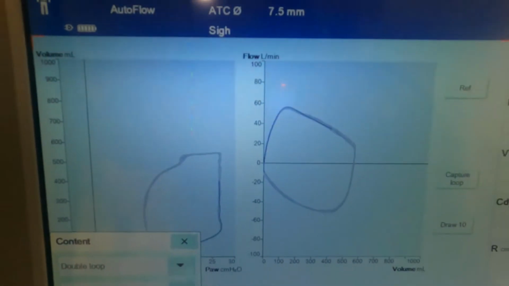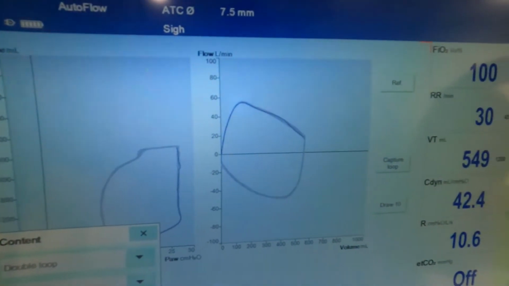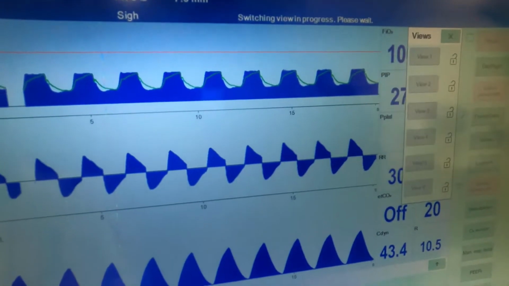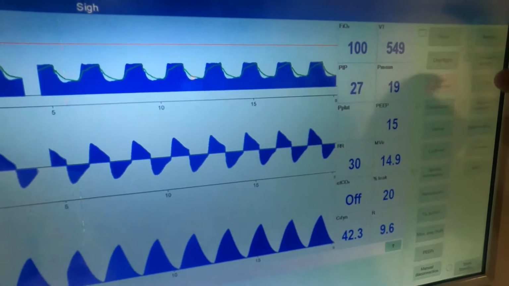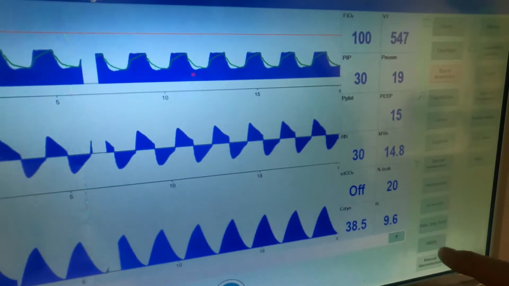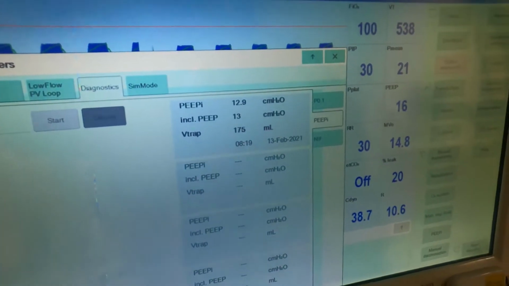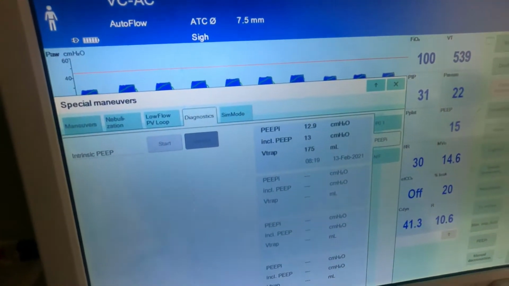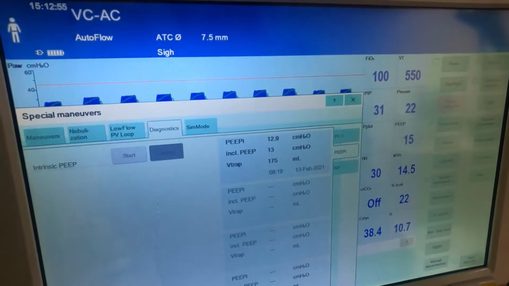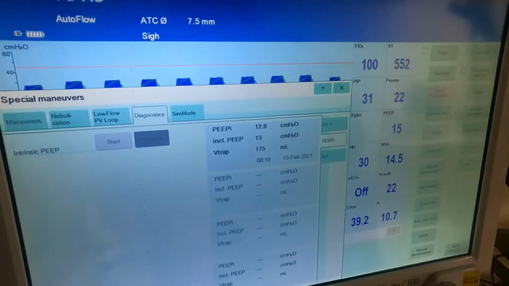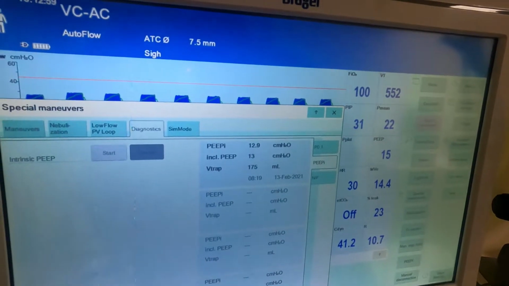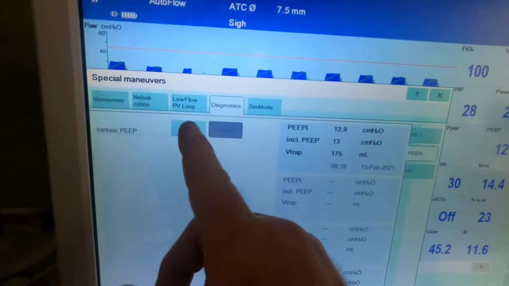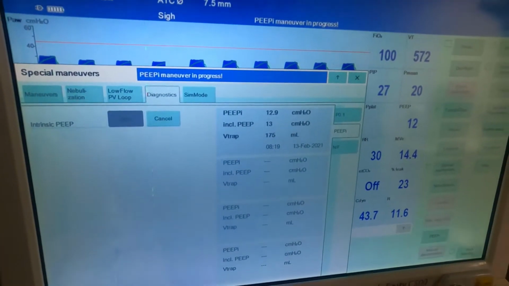Let's get in and take a look at our air trapping. Something kind of special to this type of ventilator, and probably a lot of ventilators these days: we're going to go into Intrinsic PEEP. What we can do is run a little study, which I hope it's going to let us. Let's see, there we go. Intrinsic PEEP. We're going to hit start, enter.